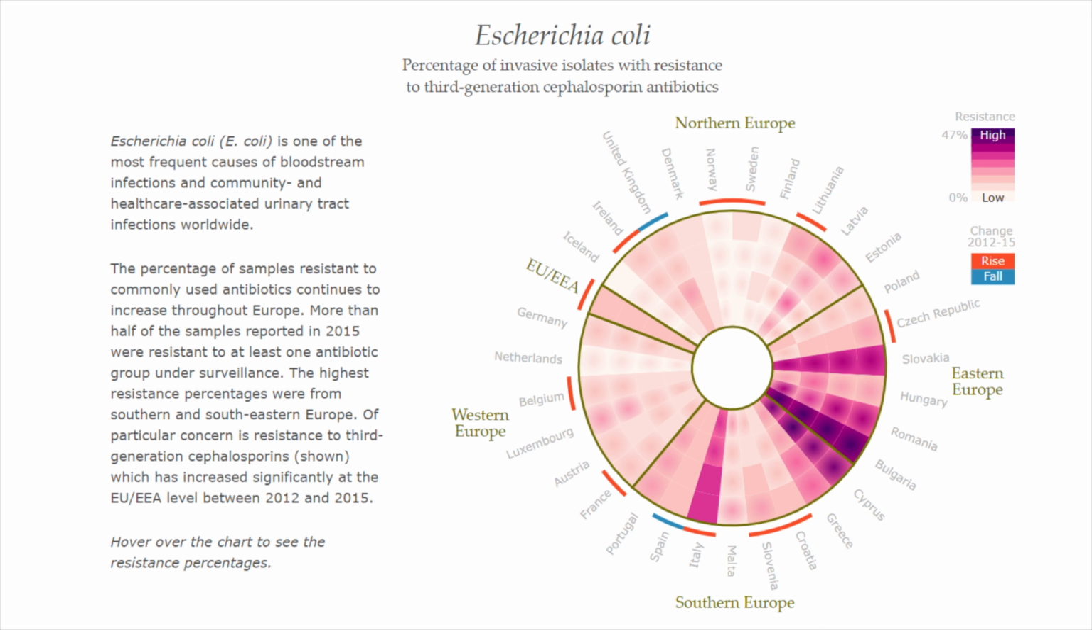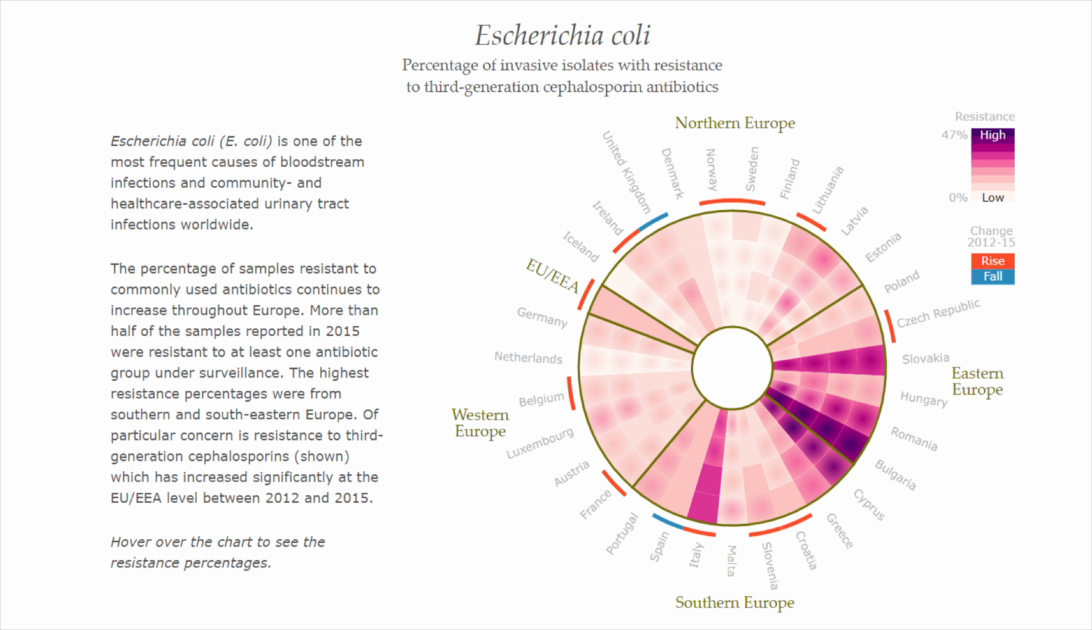So this is just a larger view for a single bacteria. The red and blue marks show countries where there have been statistically significant changes over time in resistance. I also wanted to show the uncertainty around the estimates. So in each cell, the colour at the centre of the cell corresponds to the upper bound of a confidence interval, and the colour at the edge of a cell corresponds to the lower bound from that interval.